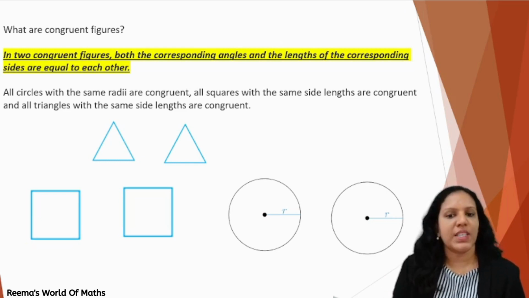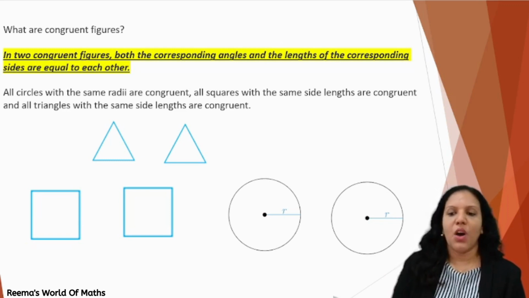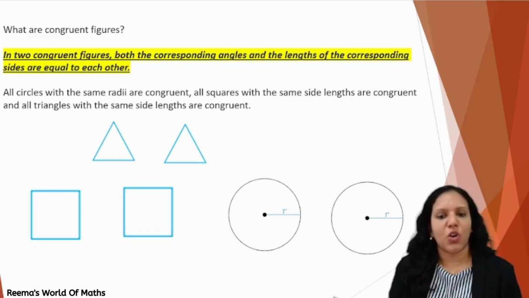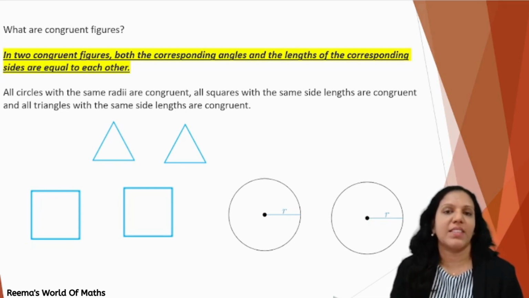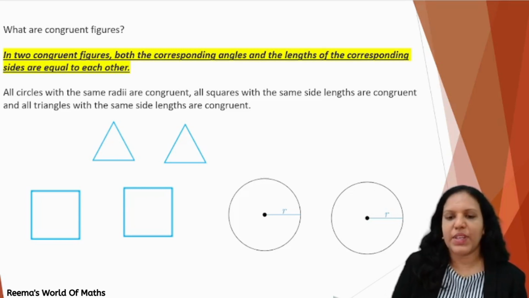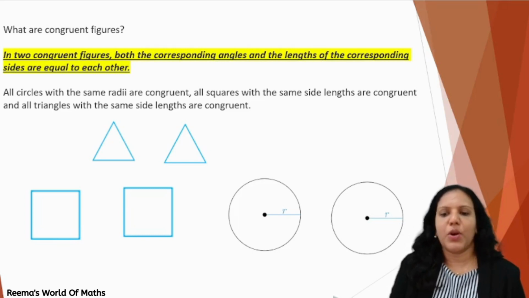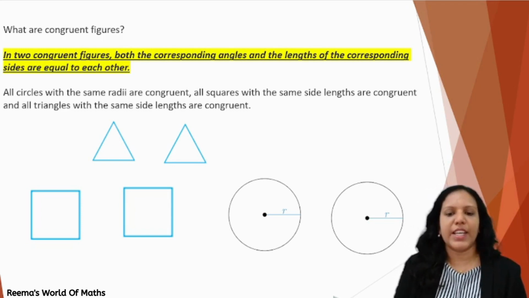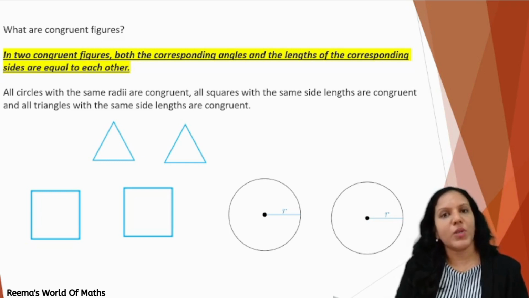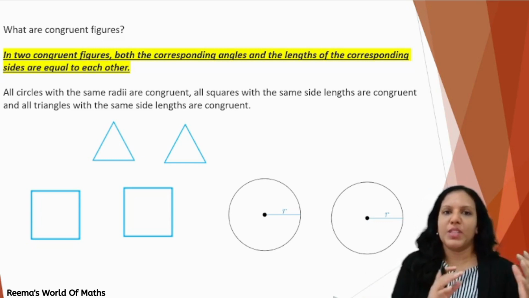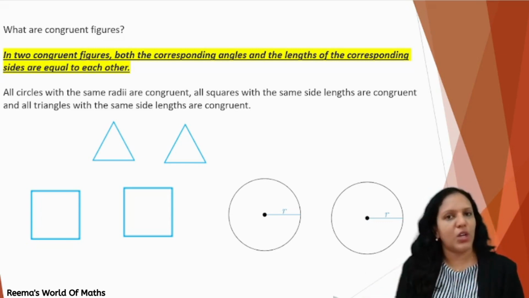We can say all circles with the same radius are congruent, all squares with the same side lengths are congruent, and all triangles with the same side lengths are congruent. Let's see these figures. These two triangles are congruent because all the corresponding angles and all the corresponding sides are equal. Similarly, in these two squares the corresponding angles and corresponding sides are equal. So these are equal in size and shape. Those types of figures are called congruent figures.